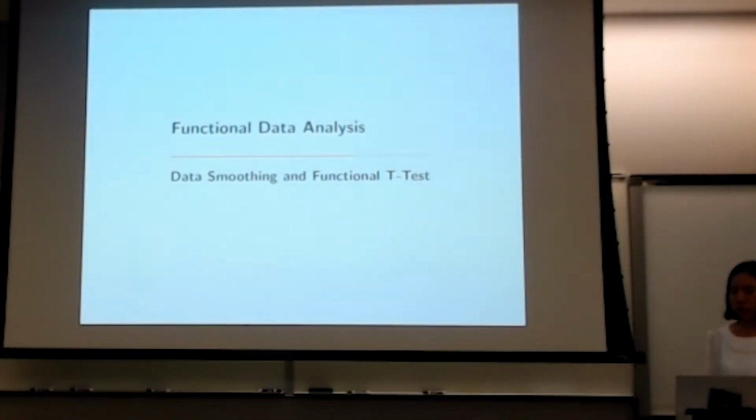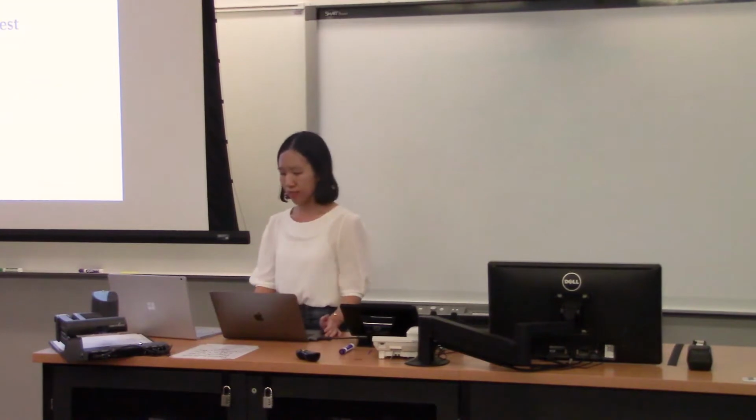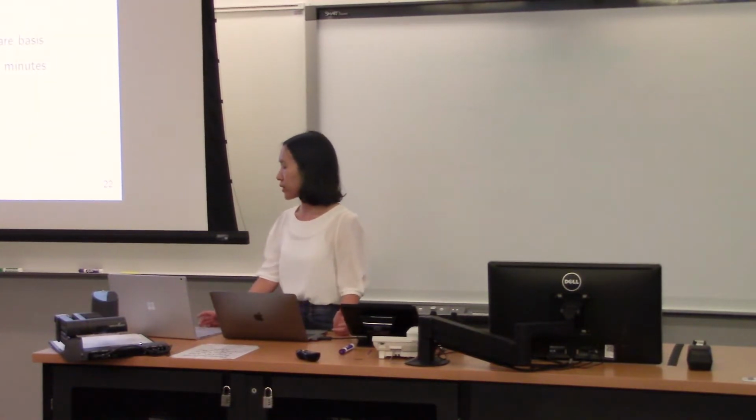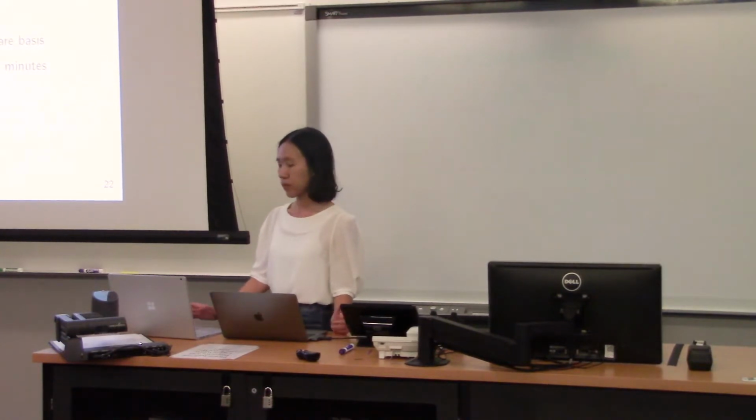So now we move on to functional data analysis after alignment. We would like to estimate the curve of glucose levels during a 24-hour period of the day for each individual from each group at a given visit date. For estimation, first of all, we do not assume any underlying error distributions. Instead, we use the cubic B-spline where the knots were placed every 30 minutes during 24 hours. It is because we would like to fit the data as closely as possible.